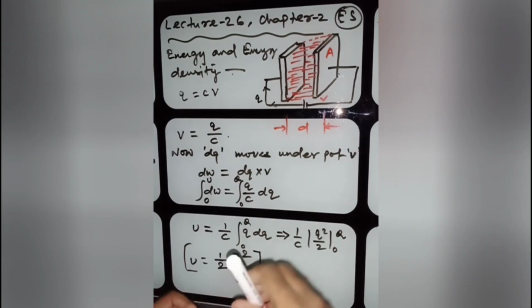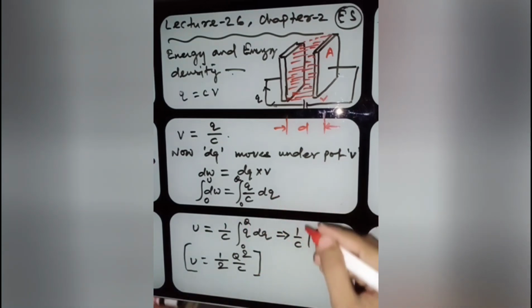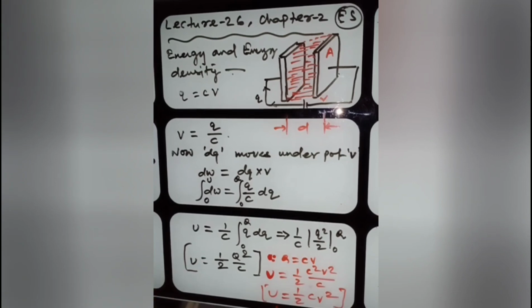Now my dear students, we can transform this formula as this one also. Since Q is equal to CV, you can write Q as CV, and the energy will be half Q square, which is C square V square over C. So this will be half C V square. This is another formula of potential energy. U is equal to half CV square.